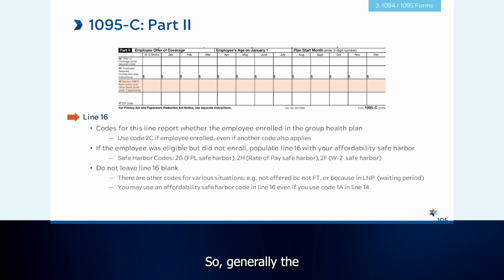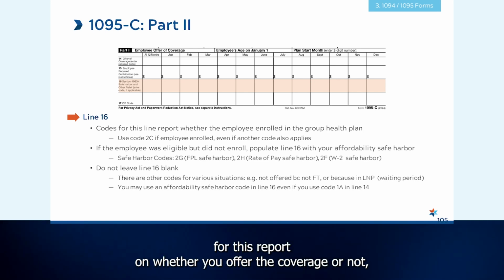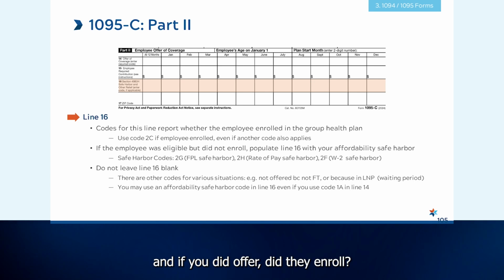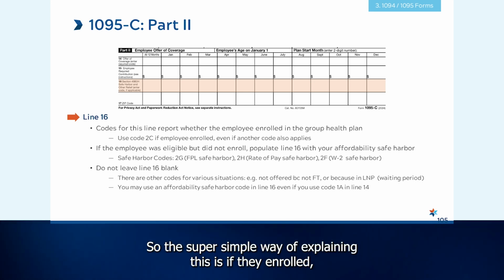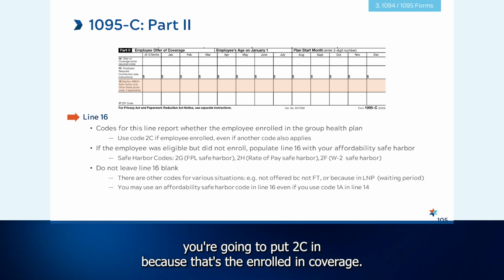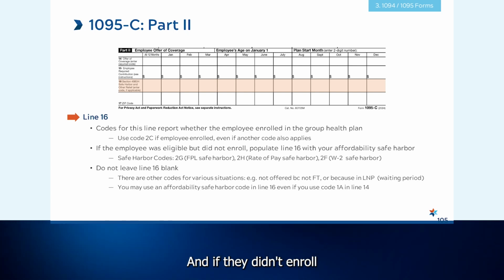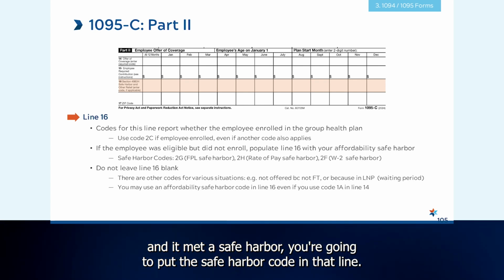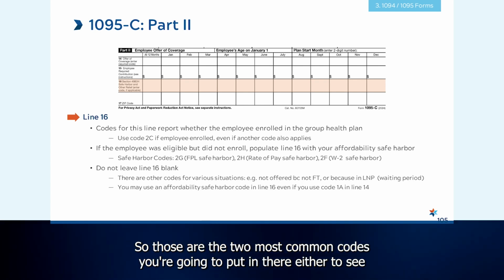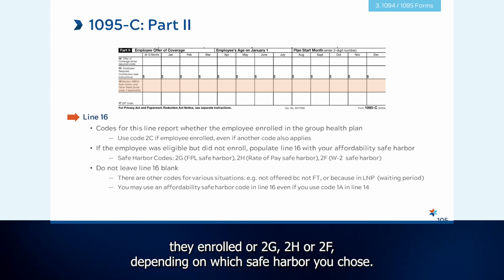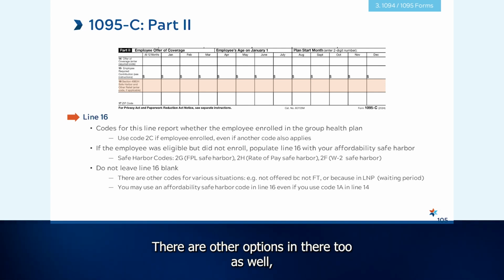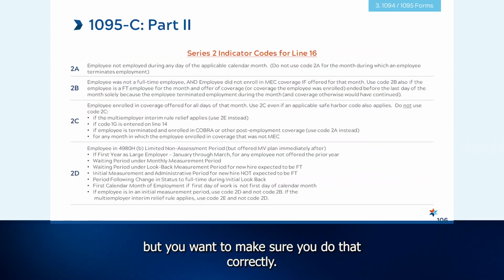So generally, the codes for this report on whether you offered the coverage or not, and if you did offer, did they enroll? The super simple way of explaining this is if they enrolled, you're going to put 2C in because that's the enrolled in coverage. And if they didn't enroll and it met a safe harbor, you're going to put the safe harbor code in that line. So those are the two most common codes that you're going to put in there, either 2C, they enrolled, or 2G, 2H, or 2F, depending on which safe harbor you chose. There are other options in there as well, but you want to make sure you do that correctly.